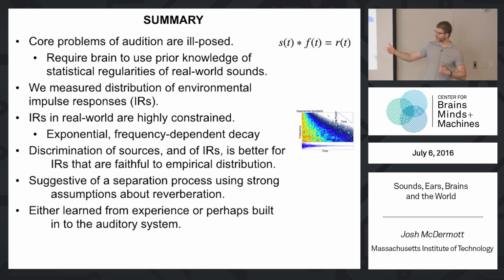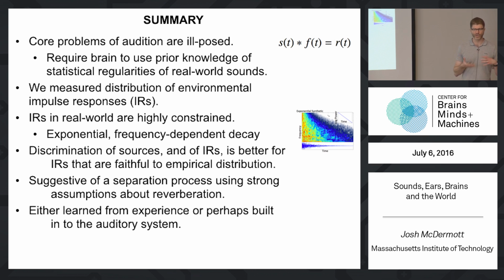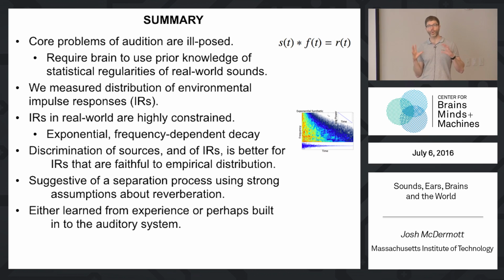And we found that people's ability to discriminate sources from reverberant audio is better for impulse responses that are faithful to that empirical distribution. So we think this is suggestive of a separation process that uses some strong assumptions about the nature of reverberation. And we think that knowledge of reverberation is either learned from experience or maybe built into the auditory system. One of the interesting findings is that the acoustic properties of rural environments are qualitatively similar to those of urban environments. So it's possible that this is something that auditory systems have been dealing with for millennia, and maybe it's built into your brain. On the other hand, it might be something that you just learn from growing up.